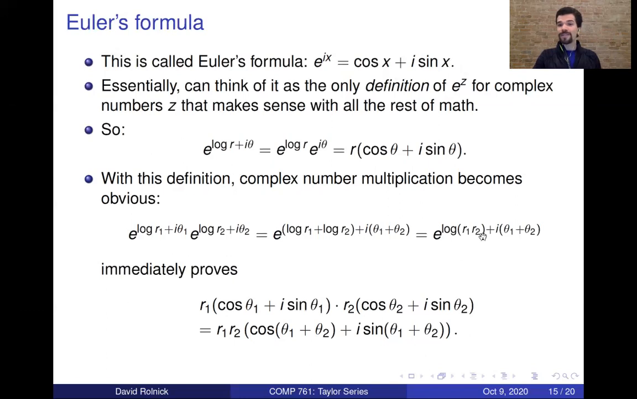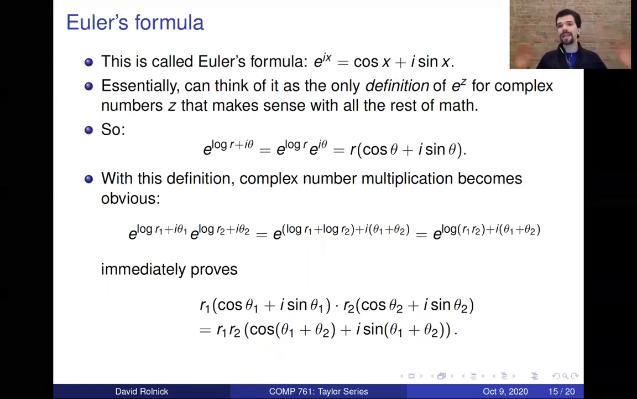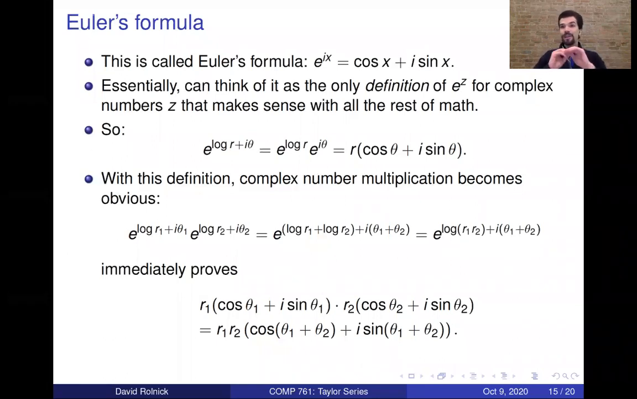You get e to the sum of the exponents. Now the logs give you log of the product of the radii, and the angles just add together. That immediately proves the formula for multiplication of complex numbers. No need for any of this sine addition formula, cosine addition formula. You immediately get this. If you're multiplying two complex numbers in trigonometric form, the radii multiply, you get r1 r2. The angles add, angle 1 plus angle 2. Done. This is the reason why I said that this had a beautiful proof before.